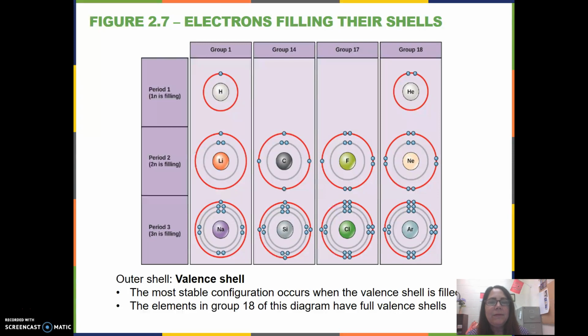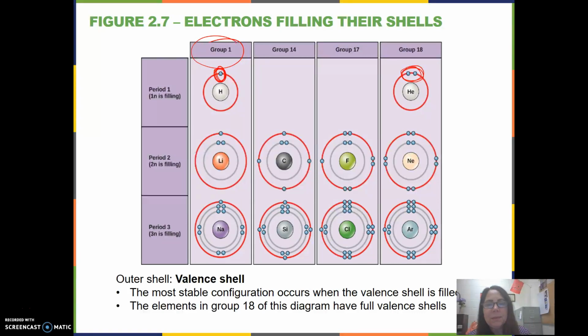So you can see that hydrogen is in group 1. Hydrogen has 1 valence electron in its first energy level. So it is not complete, it is not stable, and it can form chemical bonds. It's going to form chemical bonds in order to make sure that it does have 2 electrons in its first energy level, so that its valence shell is filled. Now group 18, helium already has 2 electrons in its first energy level, so we say that its valence shell is filled with 2 electrons.